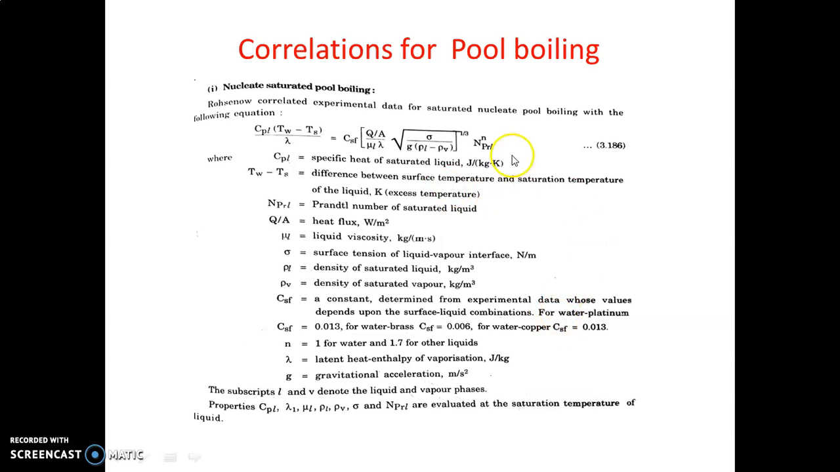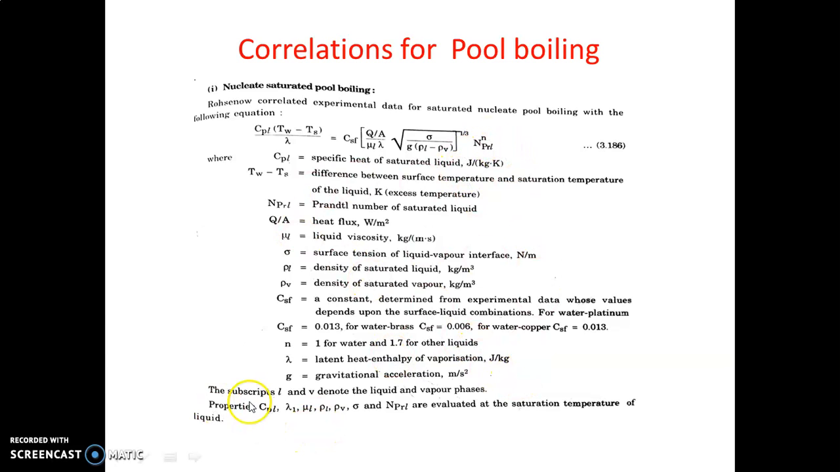We already discussed the Prandtl number in the convection chapter. You have to calculate that Prandtl number, and it has some power n. So what is that power? n is equal to 1 if we are calculating the flux for water from this formula. If we take a liquid other than water, maybe any solvent or any other liquid, then we have to take 1.7 here.